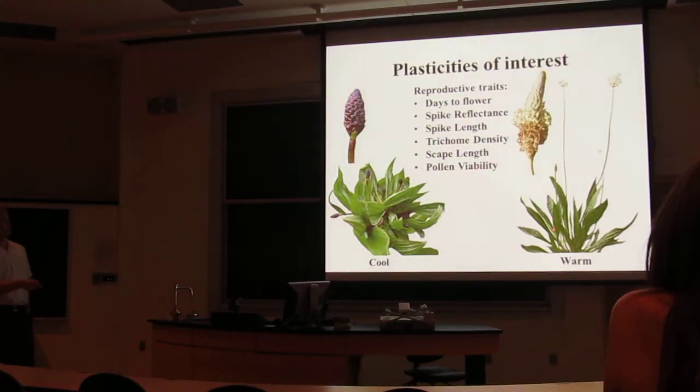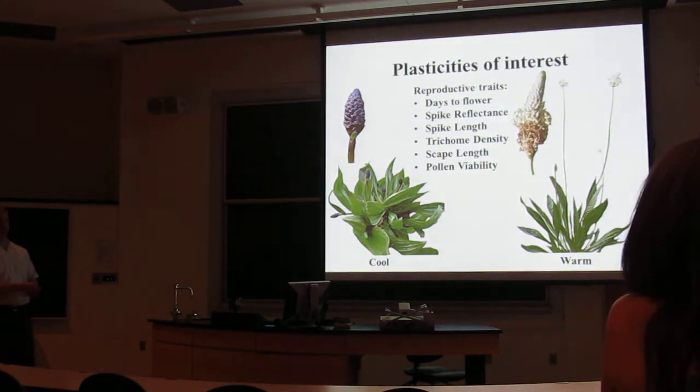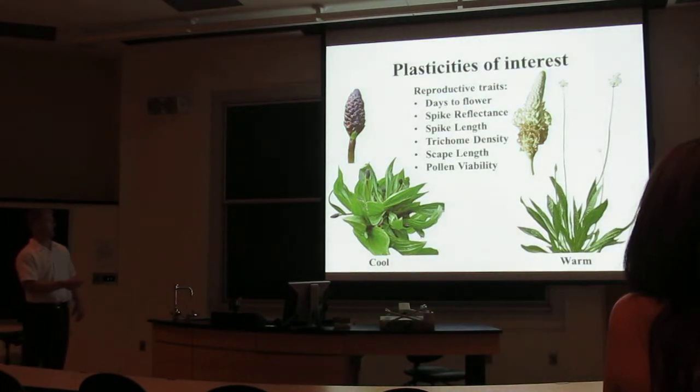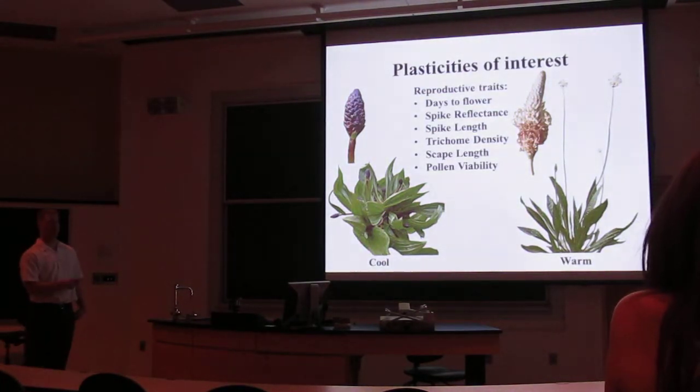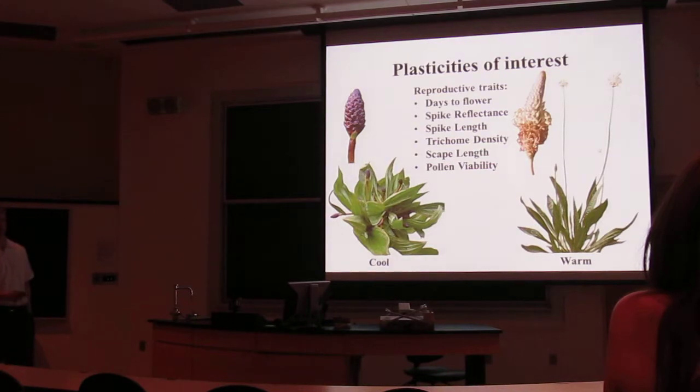The length of these scapes, because having a long scape may allow individuals to dissipate heat more readily, and having a short scape may keep them closer to the boundary layer of the ground and absorb more thermal radiation from the ground. And the percentage of viable pollen, because that's a proxy for male fitness in this wind-pollinated herb.